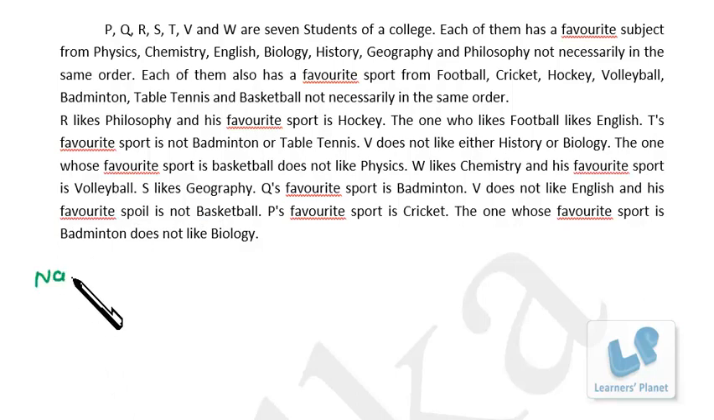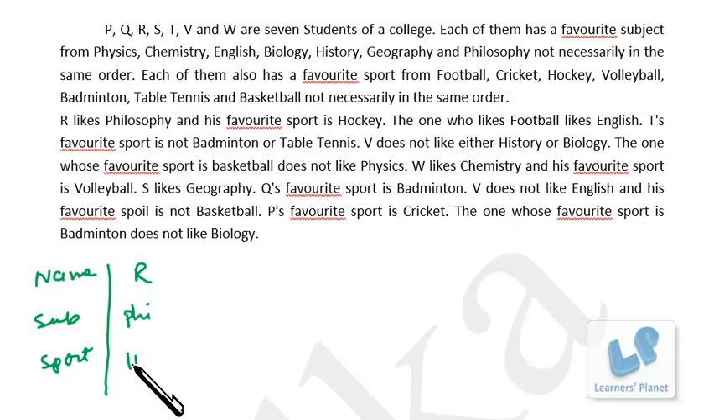So that's name, subject and sport. Fine. R likes philosophy and his favorite sport is hockey. So R, philosophy and hockey. The one who likes football likes English. So we have football and English combination.